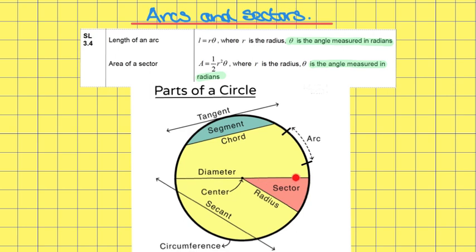And we have a sector, which is a part of a circle bounded by two radiuses and an arc. The final part of the circle is the segment, which is the area of a circle bounded by a chord and an arc. I like to remember a segment as part of an orange.